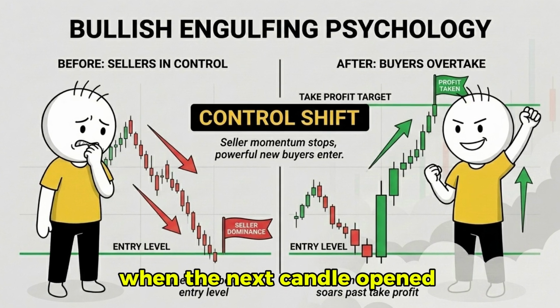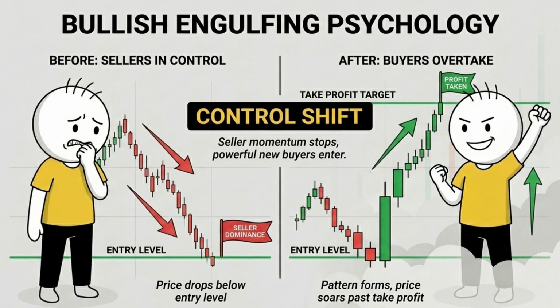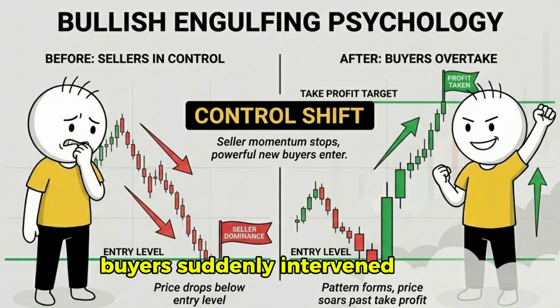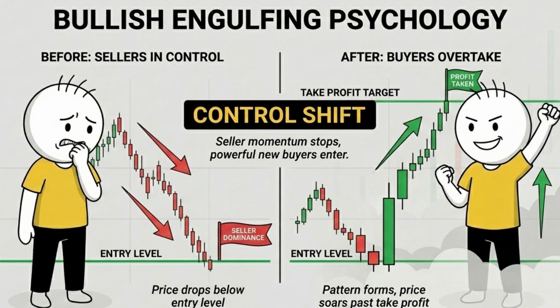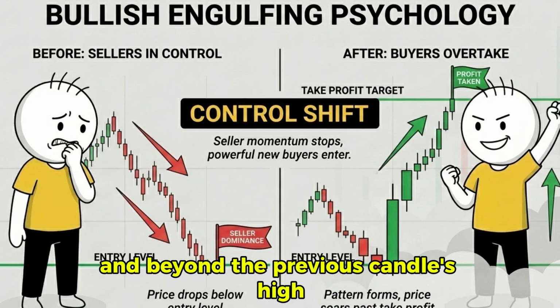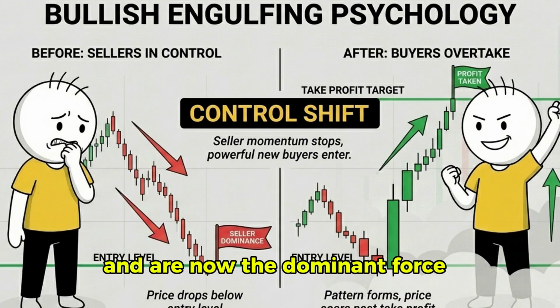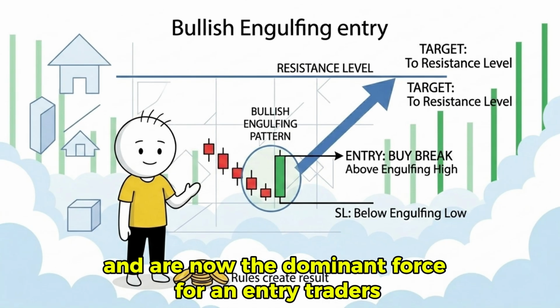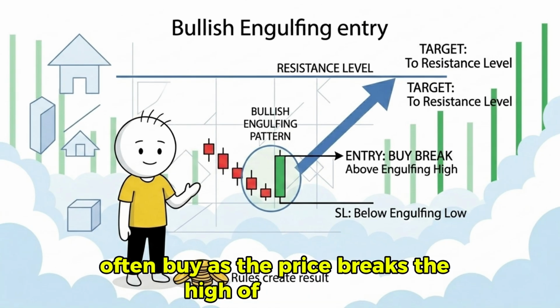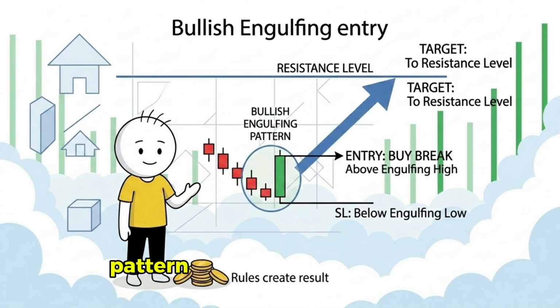When the next candle opened, they even tried to push the price lower, breaking the previous low. However, buyers suddenly intervened with overwhelming force, driving the price all the way back up and beyond the previous candle's high. This proves that buyers covered a much greater distance and are now the dominant force. For an entry, traders often buy as the price breaks the high of this green engulfing candle, placing a stop loss below its low.